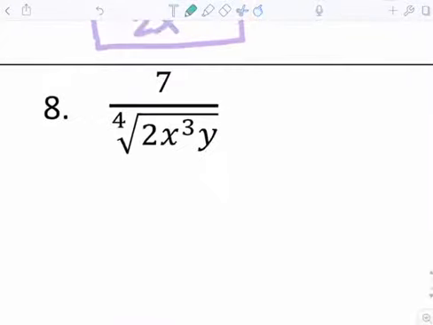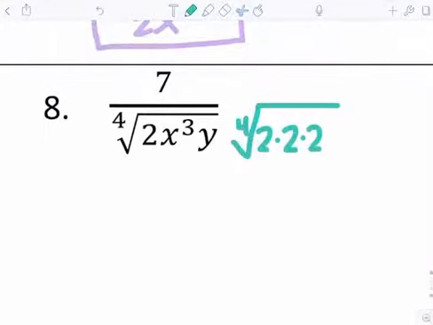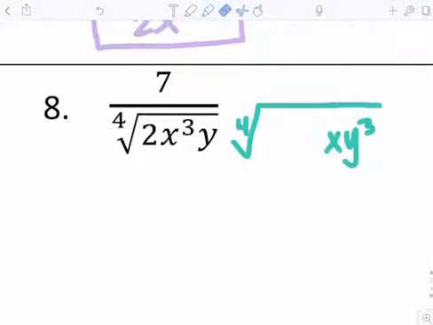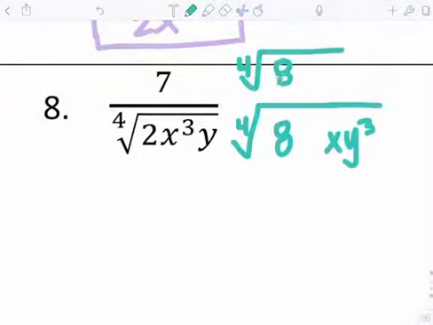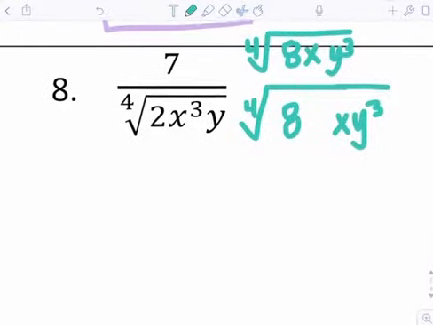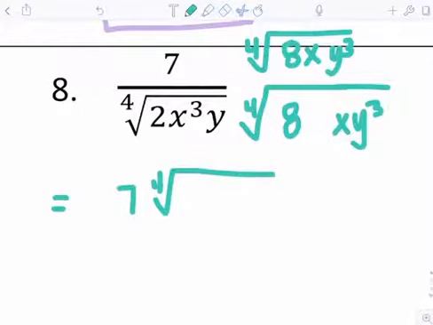Okay, and then number 8. So I only have one 2. I need 4 of them. So essentially, I need 3 more 2's, right? I have 3 x's, so I need 1 more x. And I have 1 y, so I need 3 more y's. So I'm going to change those 3 2's into what we know that multiplies to be, right? 2 times 2 times 2 is just 8. So it's the fourth root of 8xy to the third. Okay, so then I get 7 fourth root of 8xy to the third over.